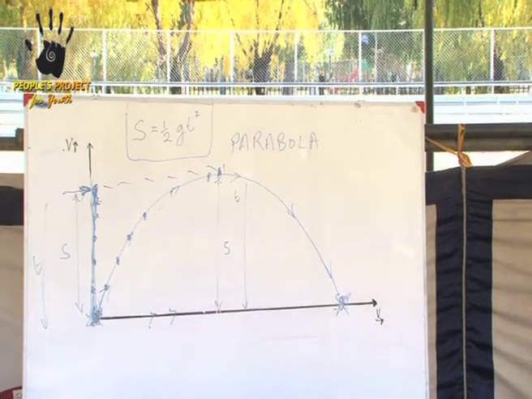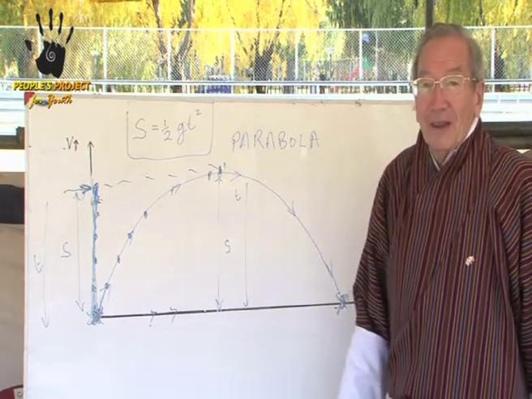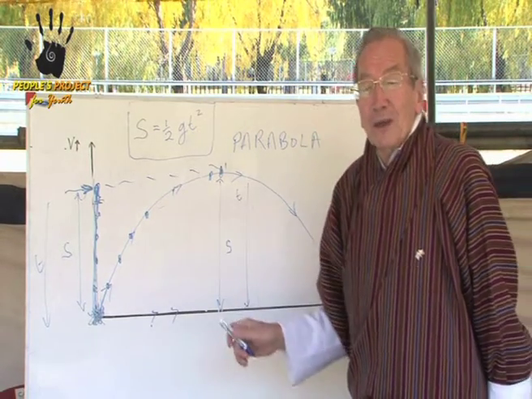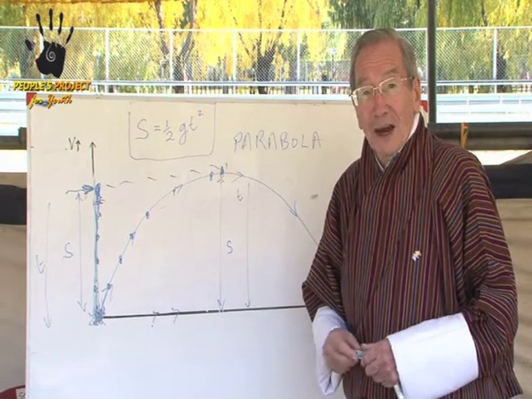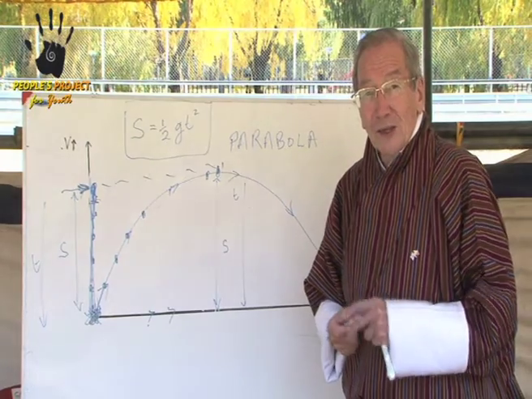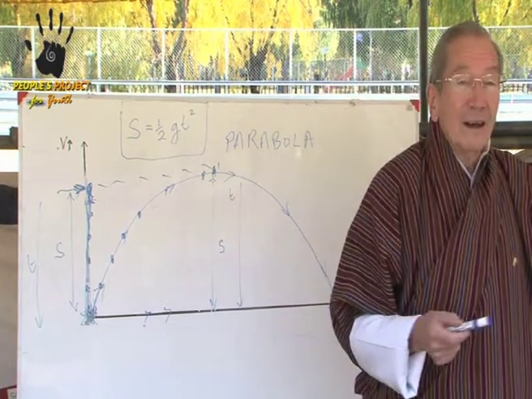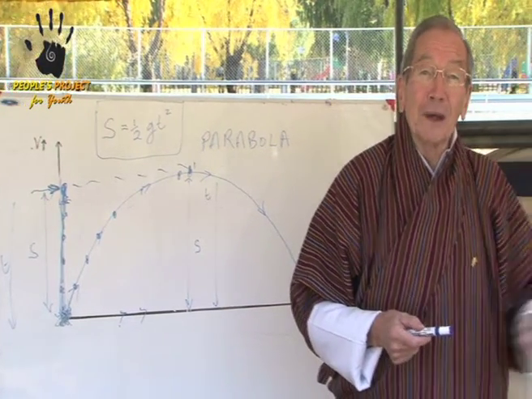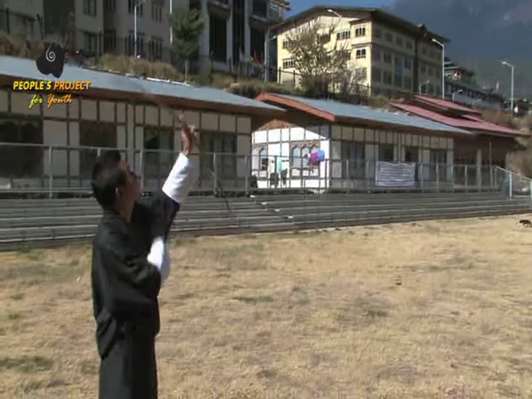Now, a bit of theory there, but let's look at another very good example of projectile motion. And so here we are at the National Archery Ground in Changlimitang in Thimphu. I think a traditional bow here. If somebody can give me a traditional bow.